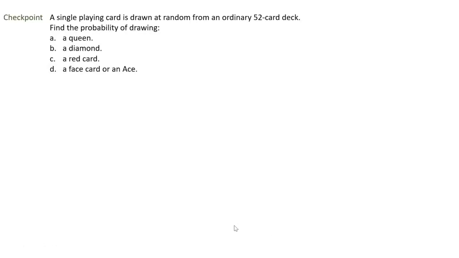Here are more examples of probabilities. A single playing card is drawn at random from an ordinary 52 card deck. Find the probability of drawing a queen. That's for part A. For B, a diamond. C, a red card, and D, a face card or an ace.